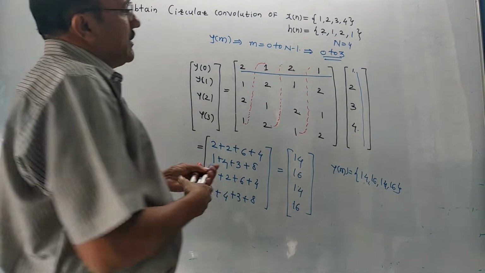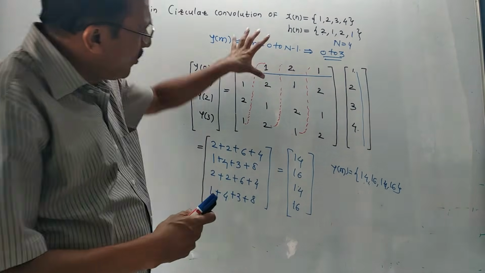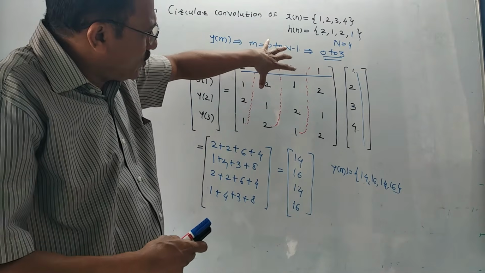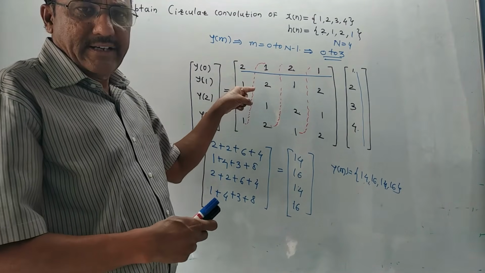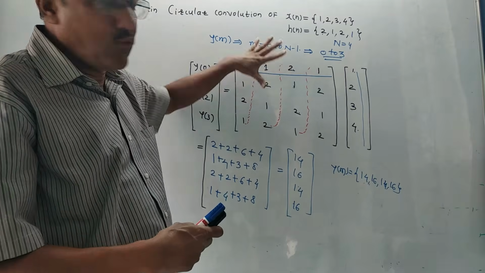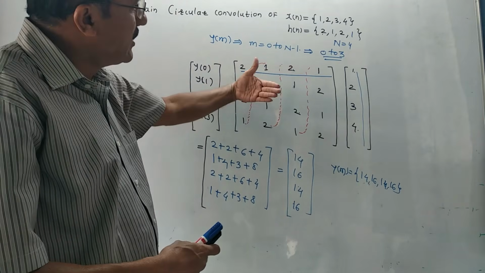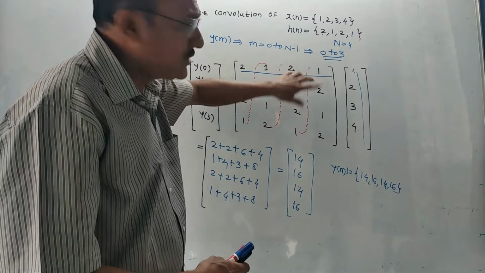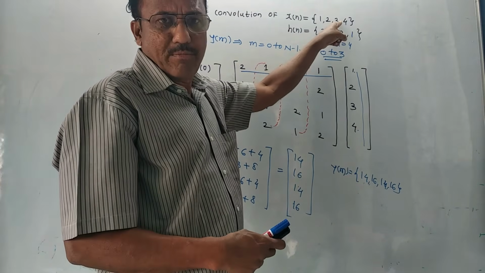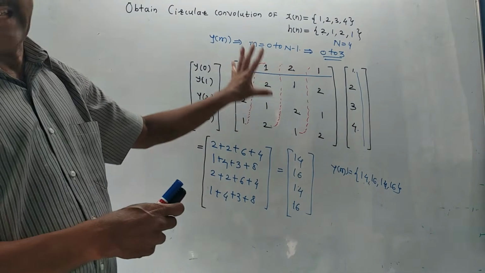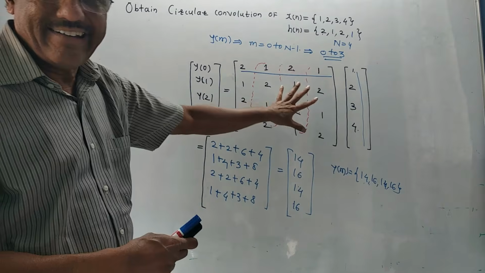One more important thing. I have rotated the sequence h of n and I generated the matrix of h of n, which has 4 rows and 4 columns. Instead of that, you may keep h of n constant and generate the matrix from x of n. You will get the same answer. This is called the matrix method.